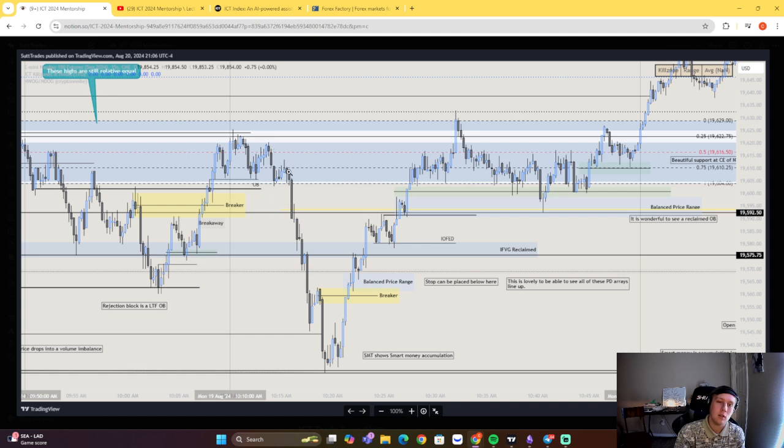Market structure shift right there. Imbalance right there. Boom. He went over immediate rebalance right there. That's what he went over during the live stream. Then we trade back down into that very lower time frame.